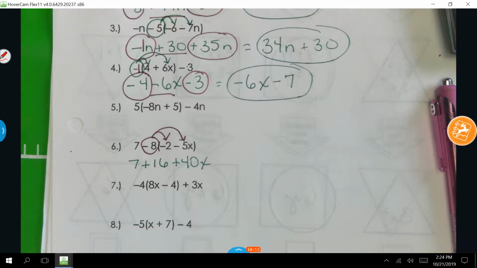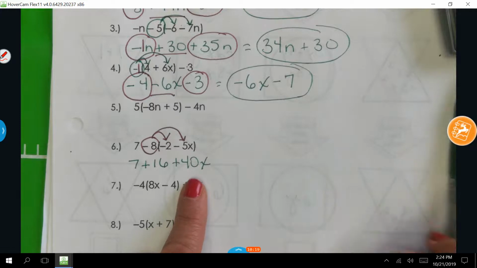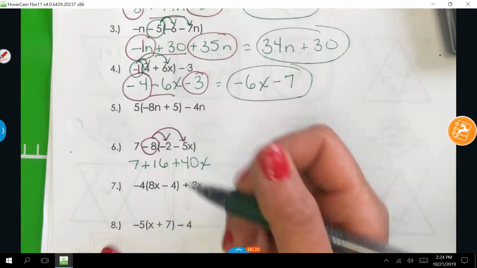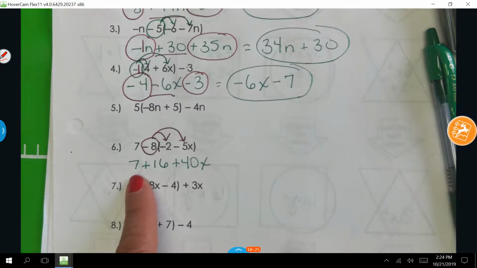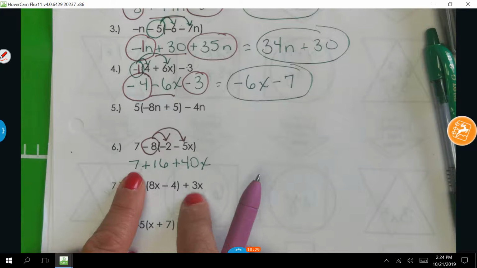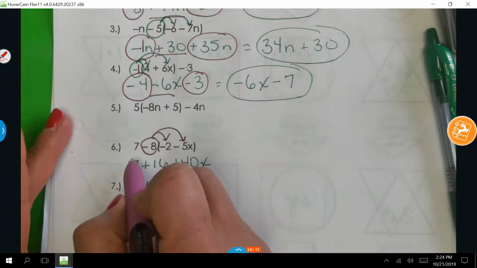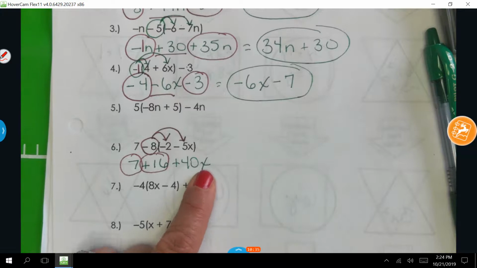And then, Javier, you got this. You will keep the positive 16. What does the 7 have to pair up with? The 40? No, does this have an x? It has to pair up with the 16. Plain old numbers.